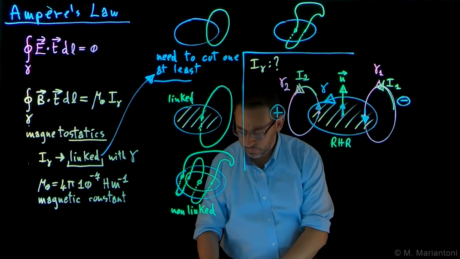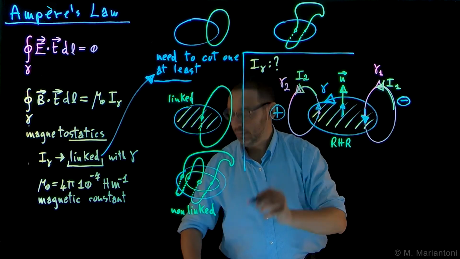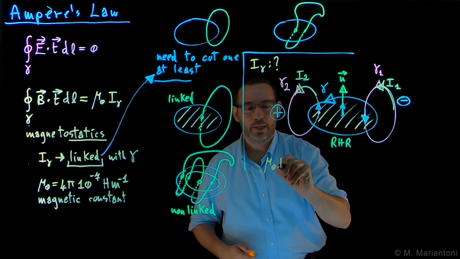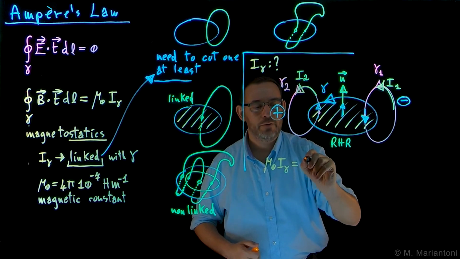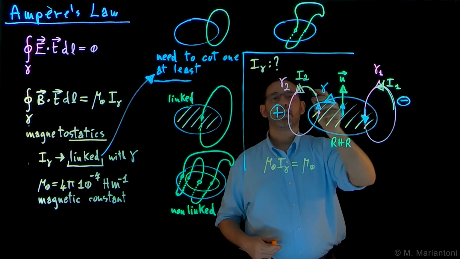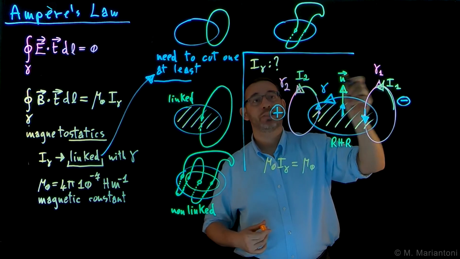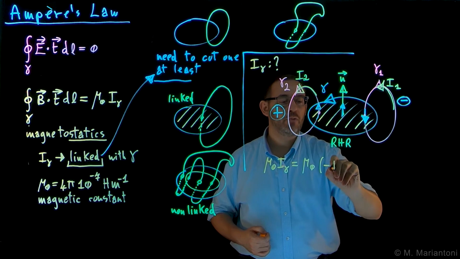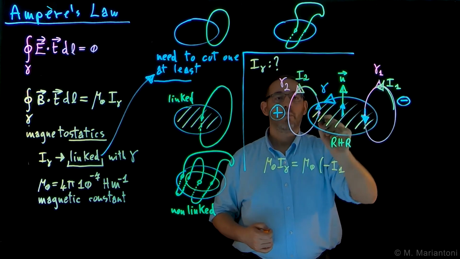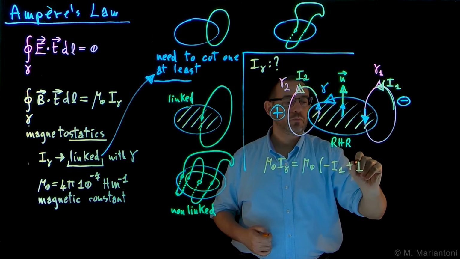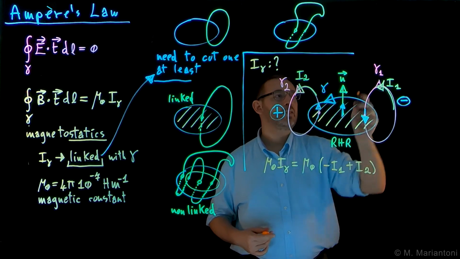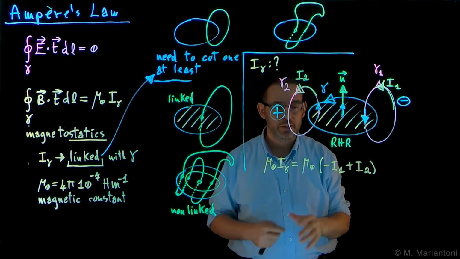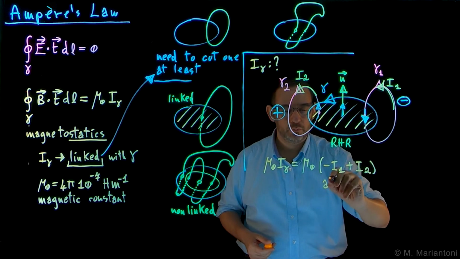And so overall, mu naught I gamma, the total current linked, in this case: I1 and I2 are actually positive because they have the same direction as gamma 1 and gamma 2. So I can simply say that I1 is negative, so it's minus I1 plus I2. I would change all these signs if I were, for example, to flip the orientation of gamma 1, but I don't have to do that because it makes things more complicated. So this is my algebraic sum.